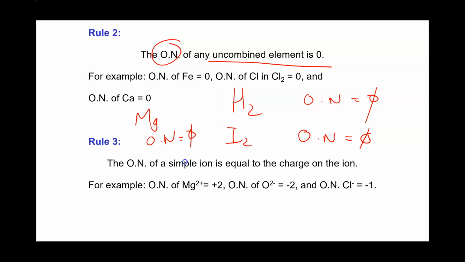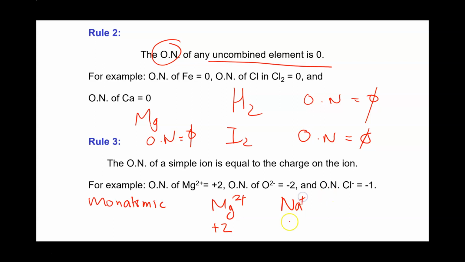The third rule is kind of related to the second one, and it gives us the oxidation number of a simple ion. By that we mean a monatomic ion, just an ion made from a single atom, is equal to the charge on the ion. Now this is really useful for metals because metals are always present in compounds as the ion. So I really like that.